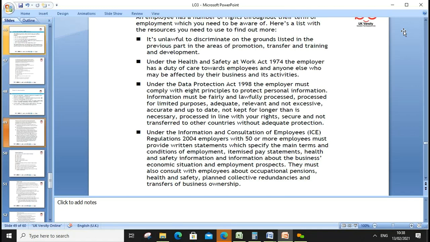Okay, then unlawful discrimination, and we have the Health and Safety Act. Everyone and the worker should be provided safety shoes and a safe environment, but it's everyone's responsibility as well.